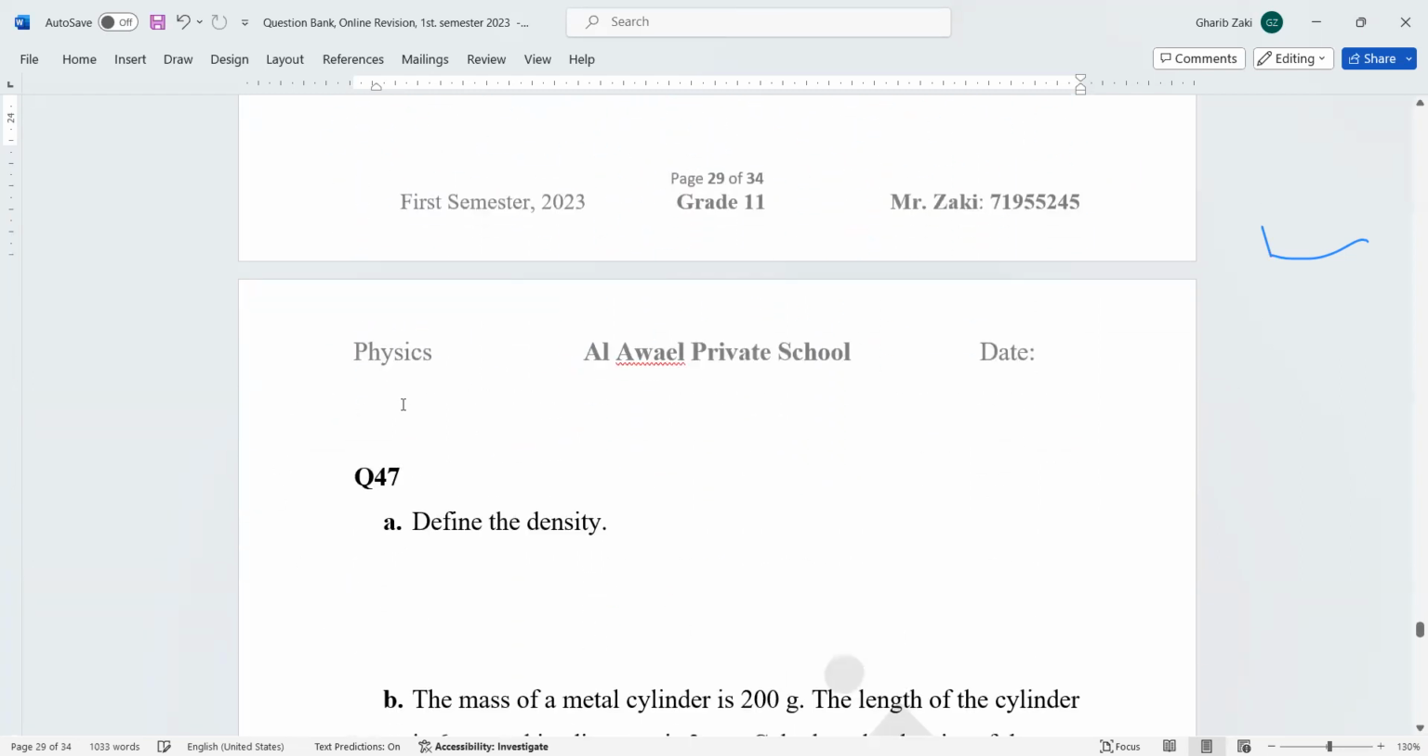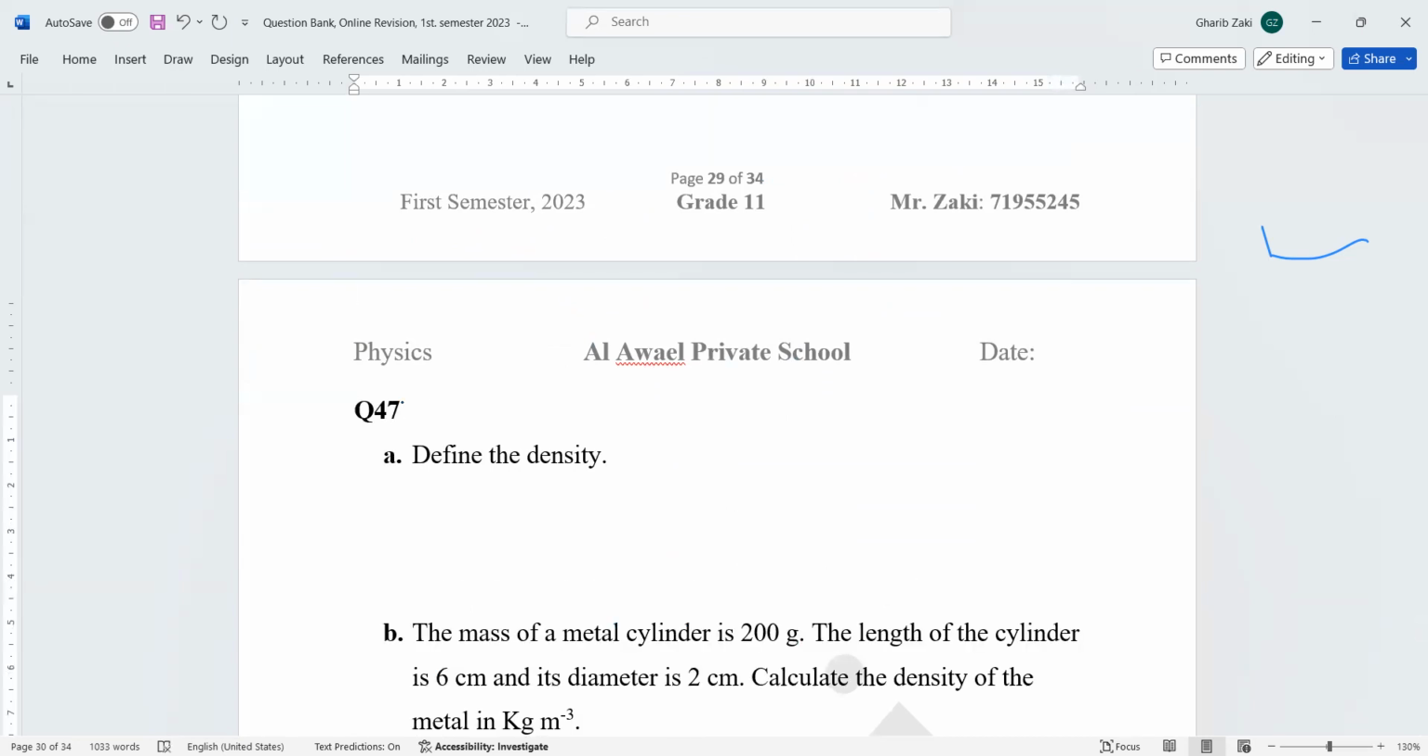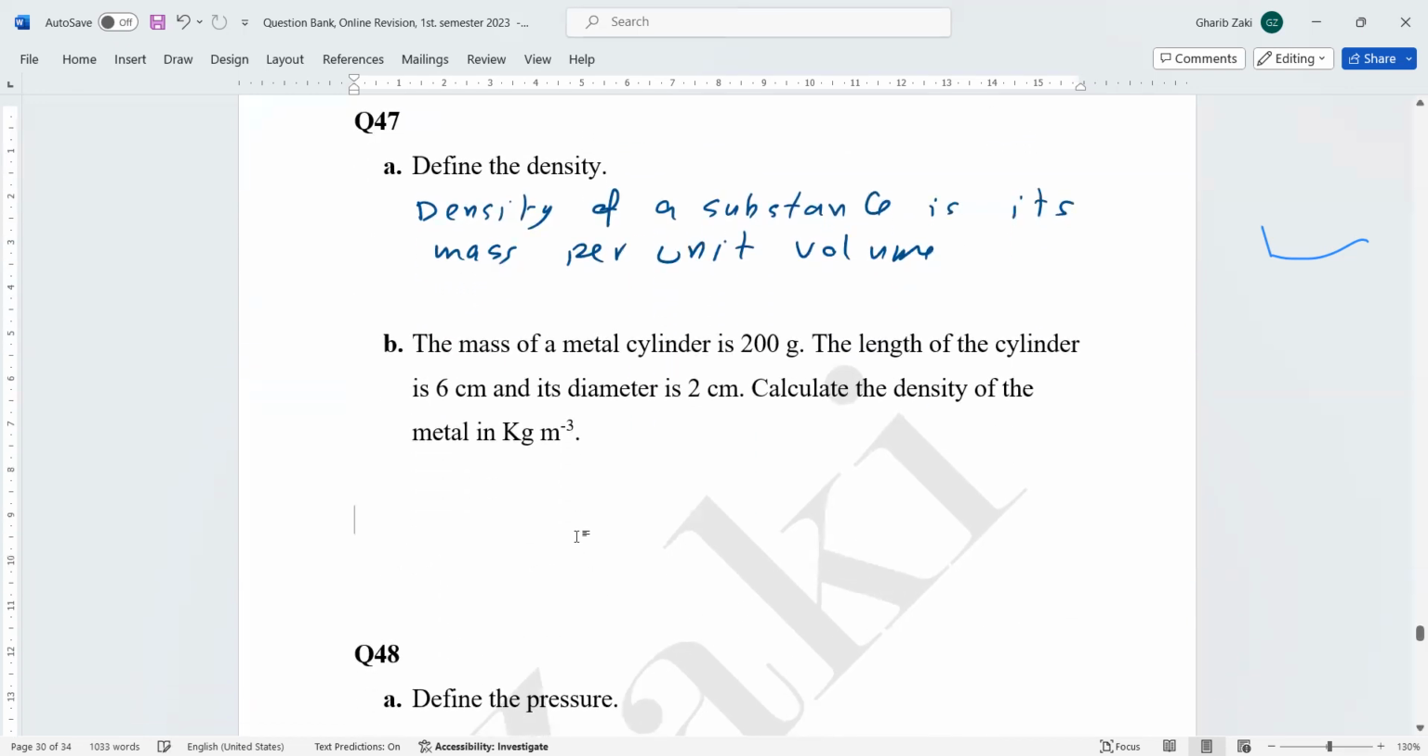Next question. Define the density. Density of a substance is its mass per unit volume. For the mass of the cylinder, of course, I will give you the volume formula in the formula sheet. Here, the mass equals 200 grams. We convert to 0.2 kilograms.